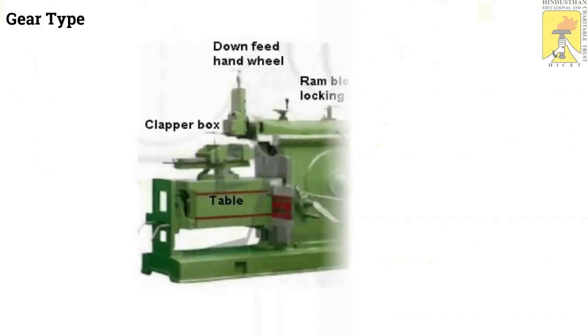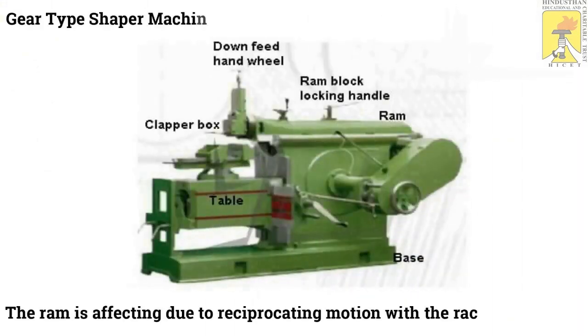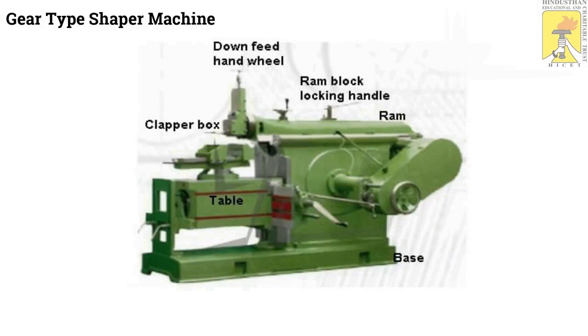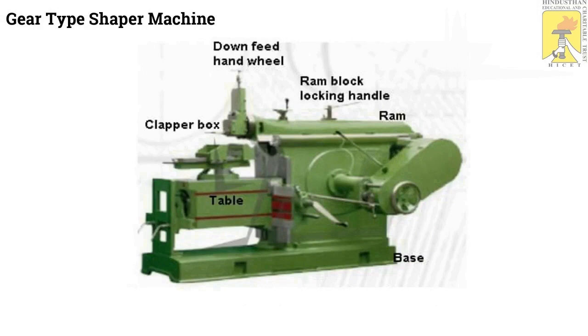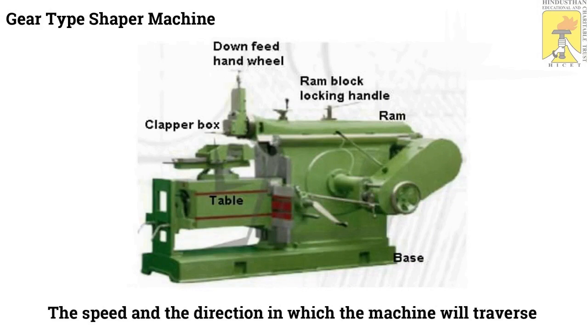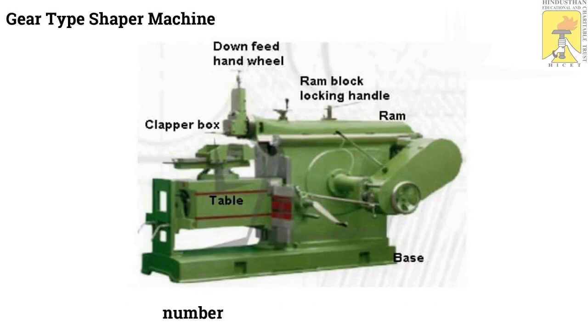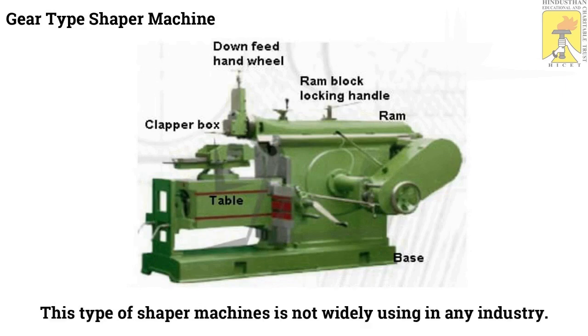Gear type shaper machine. It is mainly used for heavy duty applications. The ram is driven in reciprocating motion by a rack and pinion. The rack teeth are cut directly below the ram and mesh with a spur gear. The speed and the direction are determined by the number of gears in the gear train. This type of shaper is not widely used in industry because it is oriented toward heavy duty applications.